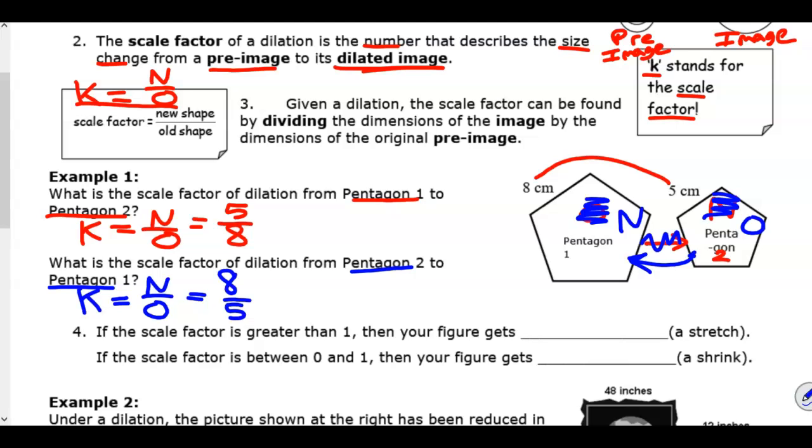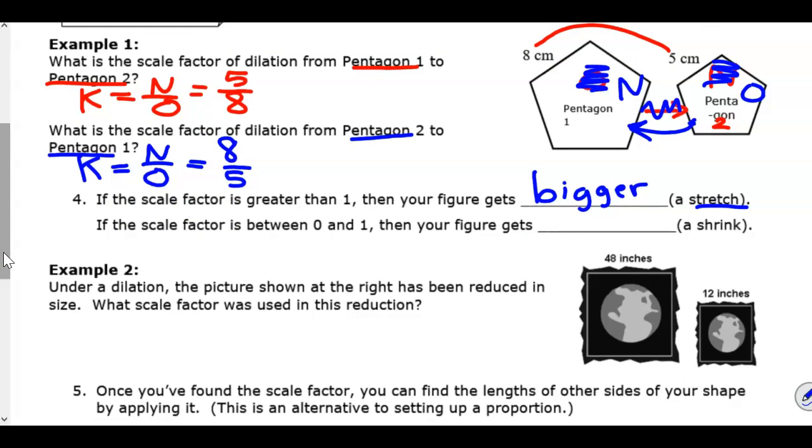Now, number 4. If the scale factor is greater than 1, what do you think is going to happen to your picture? Bigger or smaller? Bigger, right? Bigger than 1, I'm going to make it bigger, right? So we can write bigger, but the math word we'd rather use is off to the right here. It's going to be a stretch, right? Stretch.